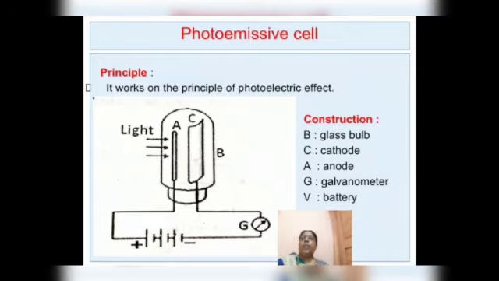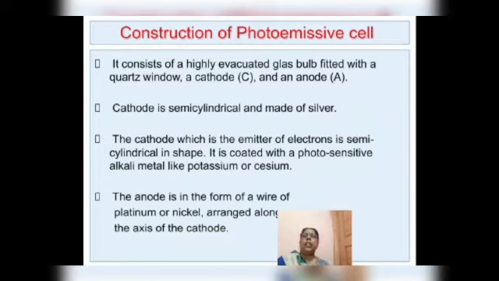Construction: in the figure, B is a glass bulb, C is cathode, A is anode, G is galvanometer, and V is battery connected in the circuit. The photoemissive cell consists of a highly evacuated glass bulb fitted with a quartz window. In the glass bulb, two electrodes are present. One is known as the cathode, denoted by letter C, and another is known as the anode, denoted by letter A.